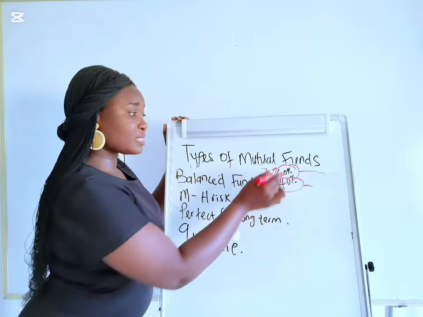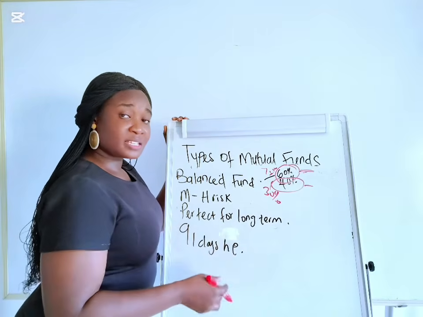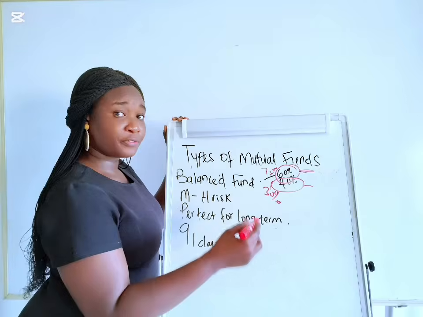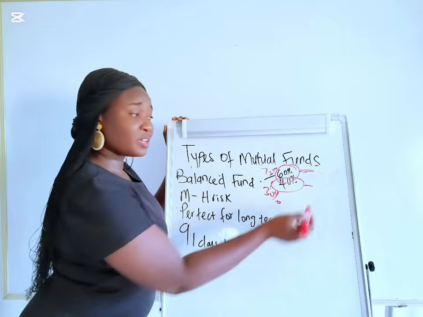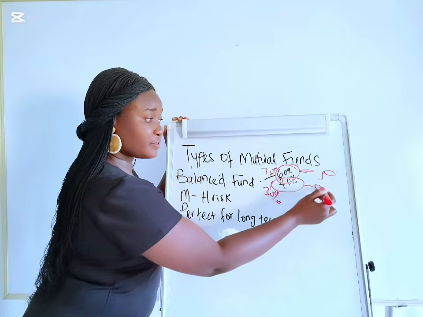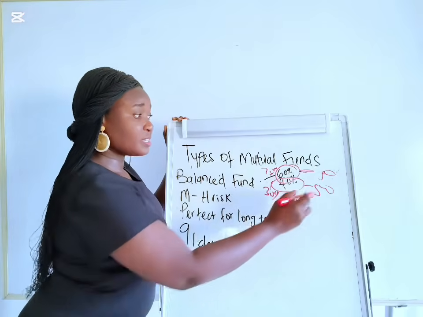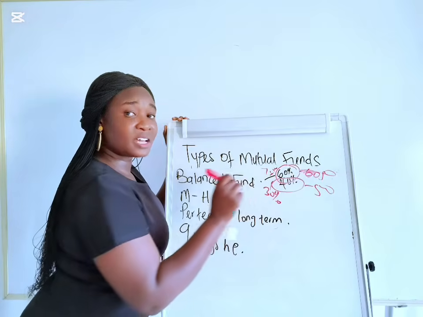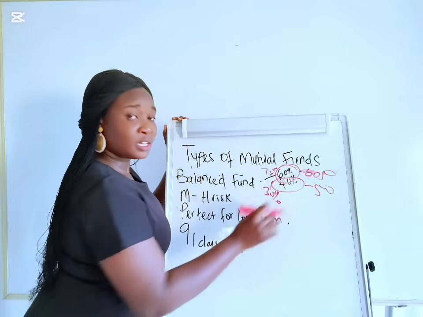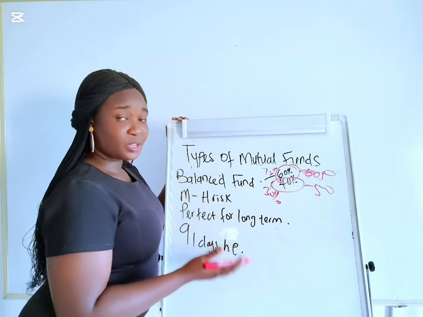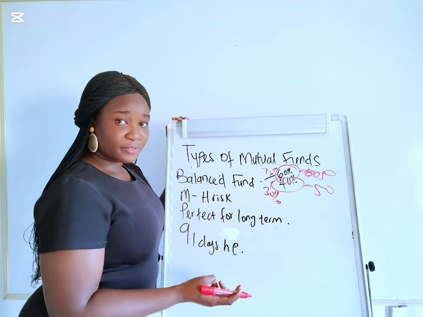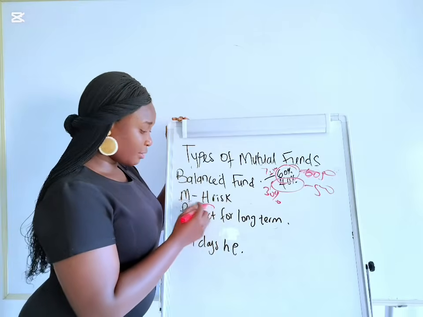Now take note that when I say 70%, 60%, it means that it's at the professional discretion of the fund managers. They might decide to make it 50% and 50%. But the maximum it can go, because of the exposure to risk, is 60%. So the maximum it can invest in the stock market is 60%. It's a medium to high risk investment. You can see that this is not a low risk investment, it's a medium to high risk investment.